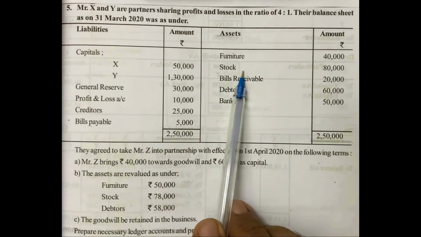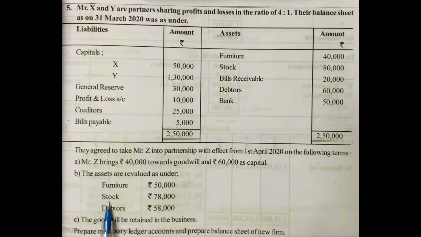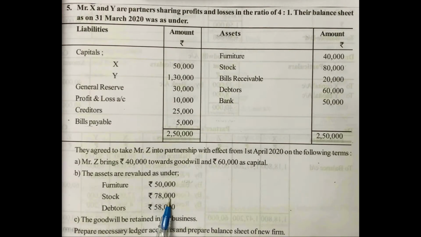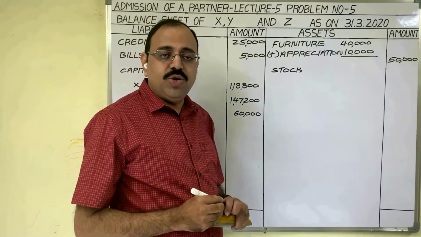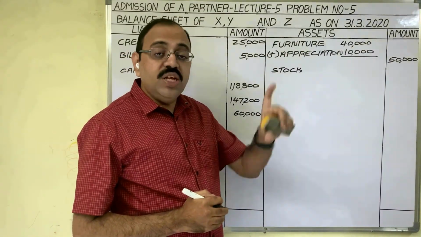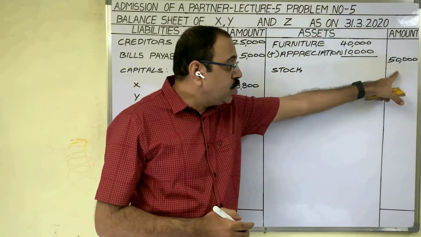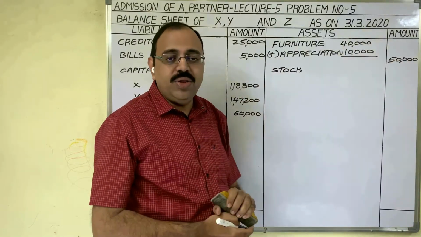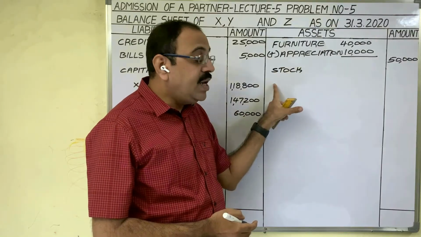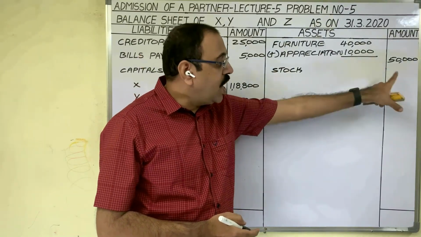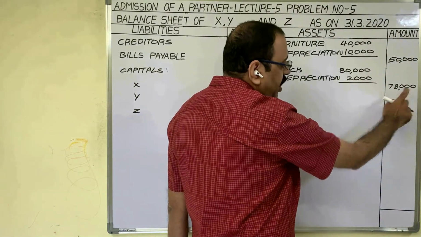Next, stock. Old balance sheet value 80,000 rupees. In adjustments he is giving that stock is revalued at 78,000 rupees. In the old balance sheet, stock value is given as 80,000 rupees and market value of this stock is 78,000 rupees. So 78,000 we have to show here, but don't directly write down that. In inner column show the calculation: 80,000 rupees minus depreciation 2,000, in outer column 78,000. 80,000 minus 2,000, 78,000 rupees.